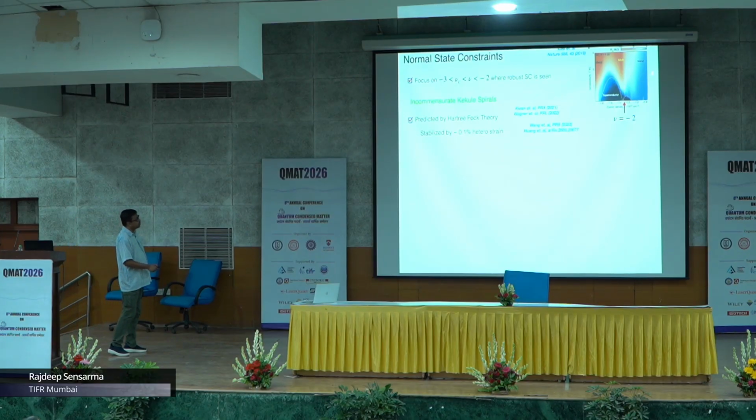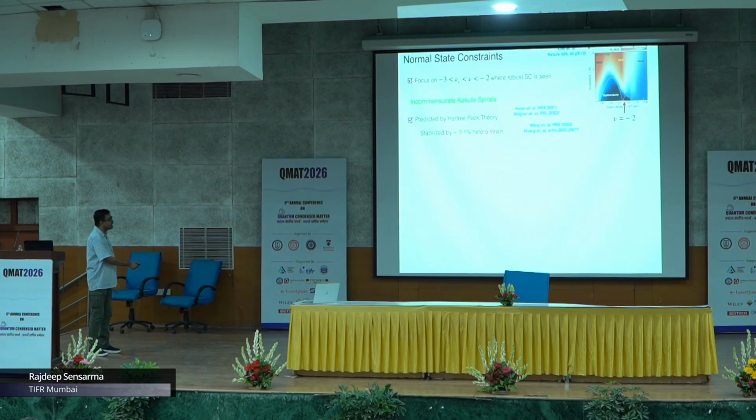So this goes back to the original question: what is the normal state from which you are deriving this superconductor? And what was seen is there are things called incommensurate Kekule spirals. I'll tell you in a minute what they are. These were predicted by Hartree-Fock theory in these papers. These papers did DMRG, QMC. They kind of showed that what these guys were telling in mean field theory was correct.